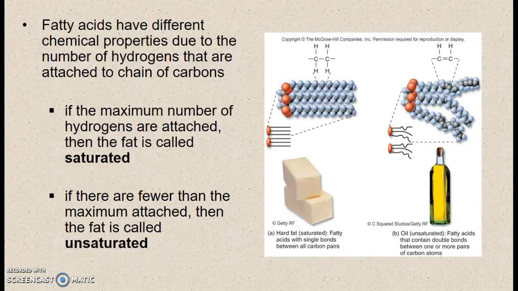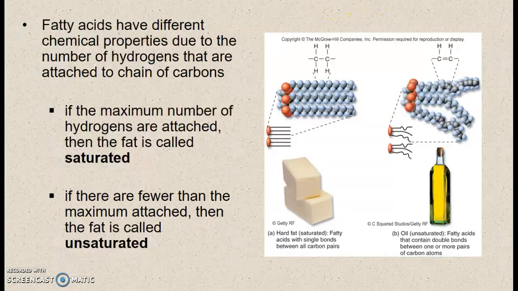So this is a picture of a triglyceride, and this would be your glycerol molecule, and then these chains of bluish and white atoms are the fatty acid chains. And this is another one. This would be an unsaturated fat, and we can talk about that too.